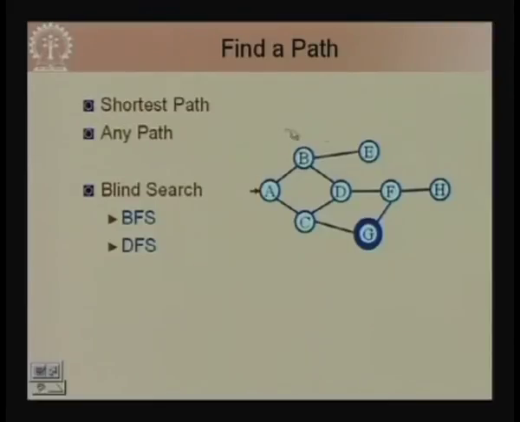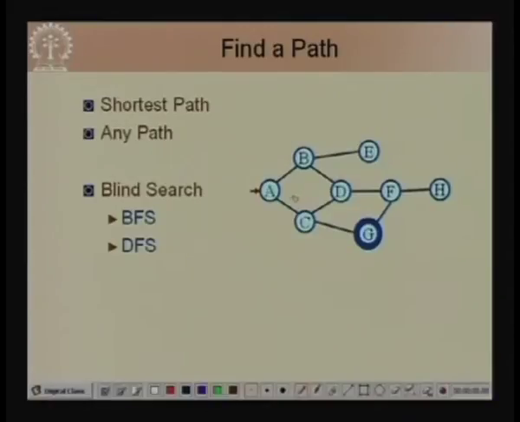Now, this is an abstract example of a very simple state space. We have these 8 states A, B, C, D, E, F, G, H, and these arcs show the connectivity information between the states. A is the initial state and G is the goal state. Now, when we look at a search algorithm, we would be interested in finding a path from the start state to one of the goal states.